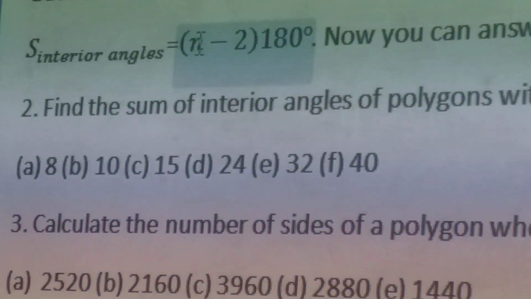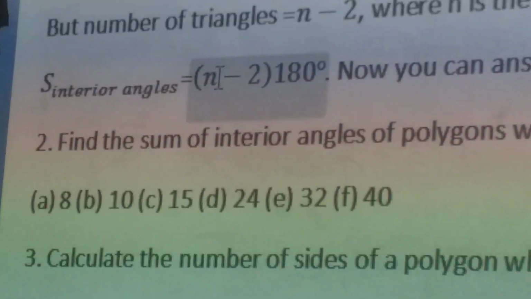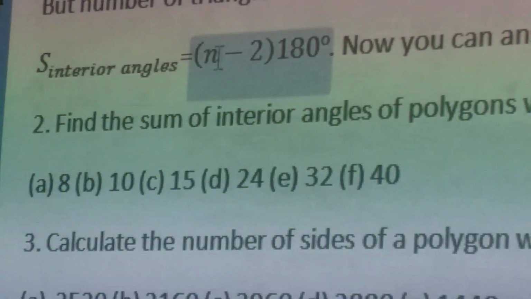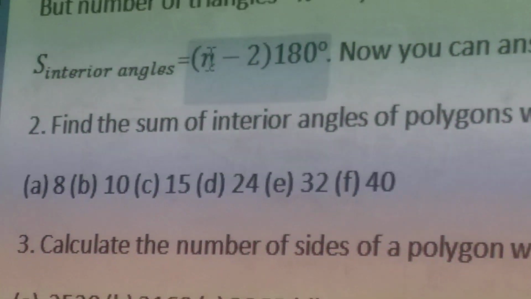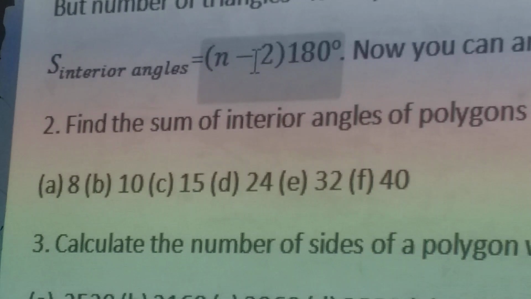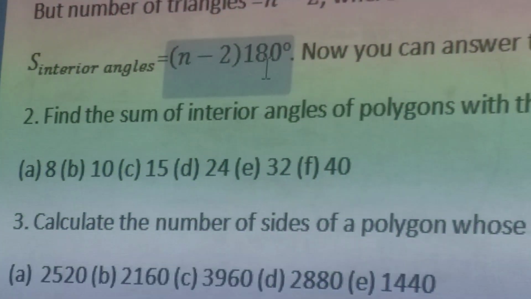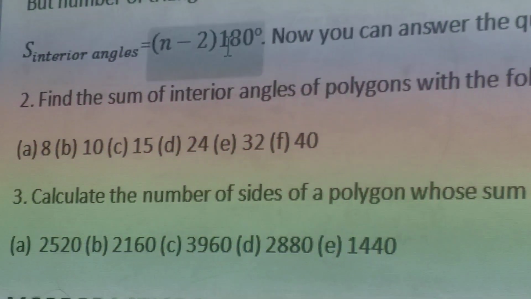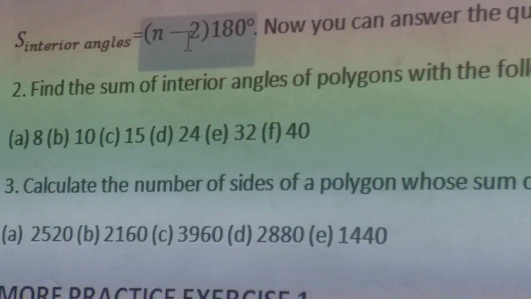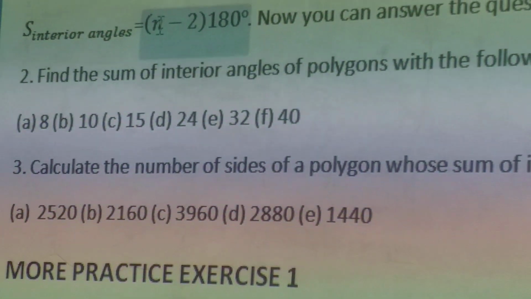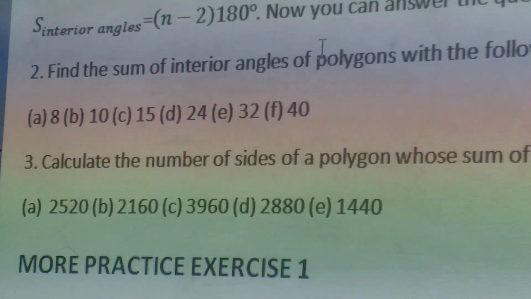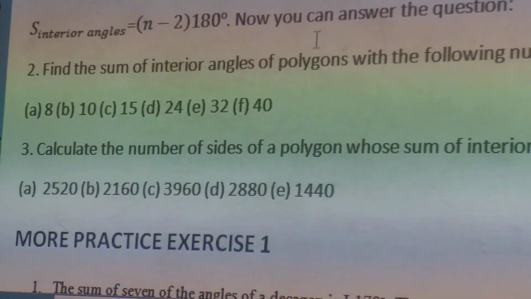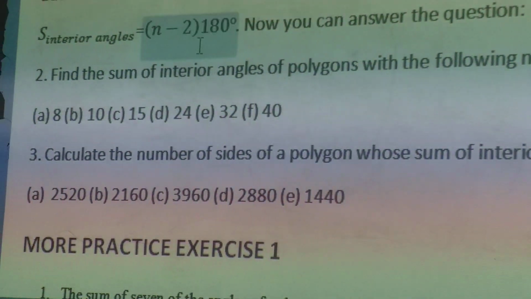Once you know n, it represents the number of sides. So for the sum of interior angles, once you are given the number of sides, you just say number of sides minus 2. Then you multiply the answer by 180. What you are trying to say is number of triangles times 180, because once you say number of sides minus 2, you are saying number of triangles. So number of triangles times 180 gives the sum of interior angles. Now you can answer the questions.